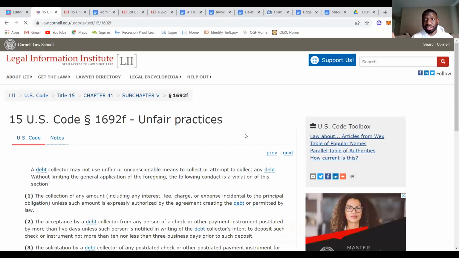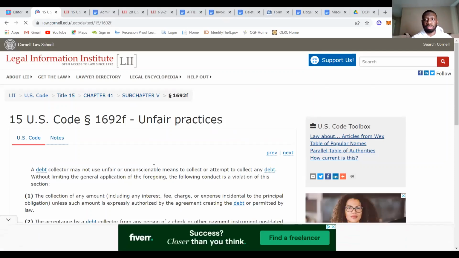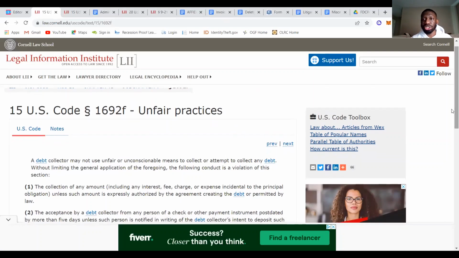Again, this is a redundant section, but I just point everything out to let y'all know, just in case you're missing some of the language. And then we're going to get into application in a little bit.